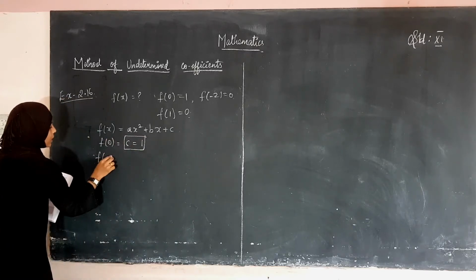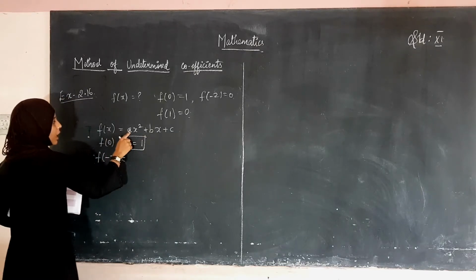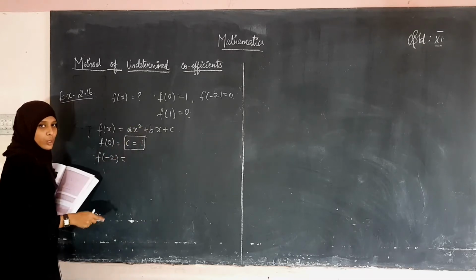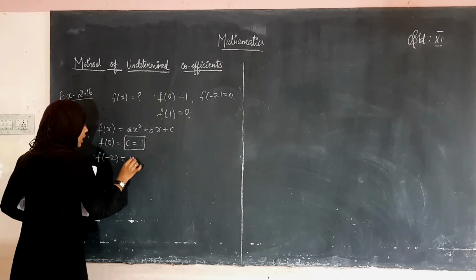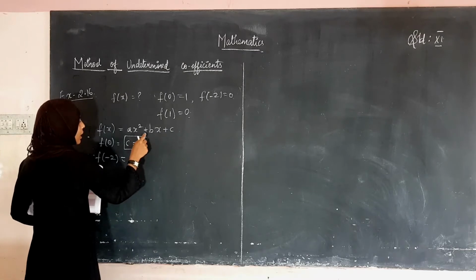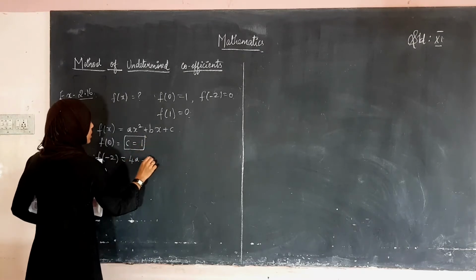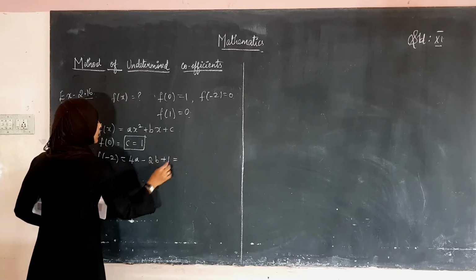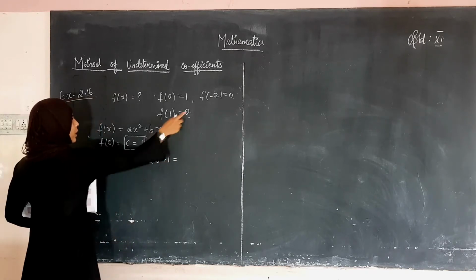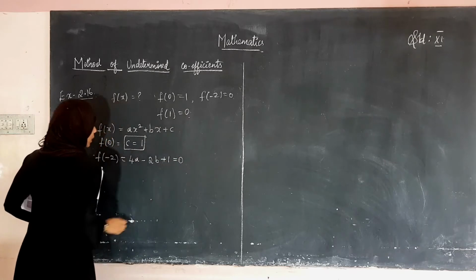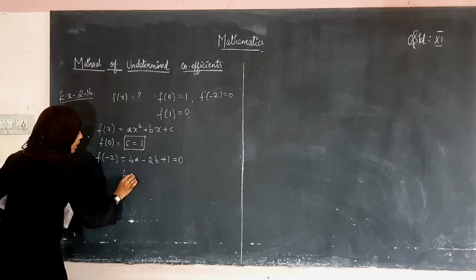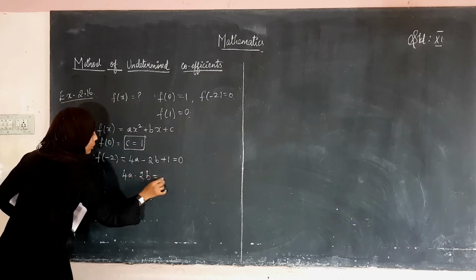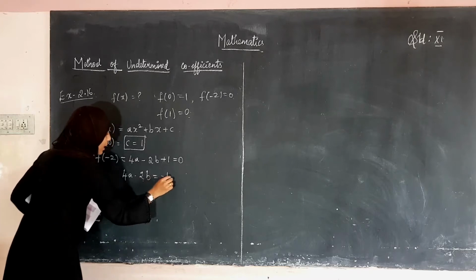And then the next one is f of minus 2. a into minus 2 whole square, minus 2 whole square is 4, so 4a. b into minus 2 is minus 2b, plus c. What is c? c is 1. Which is equal to f of minus 2, which is 0. So 4a minus 2b will be equal to, bring this plus 1 to this side, it becomes minus 1.